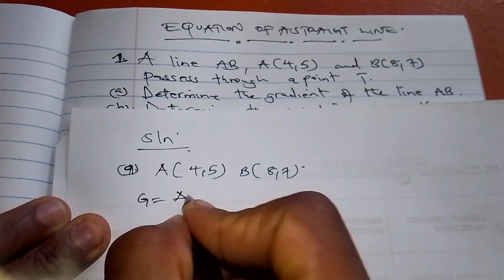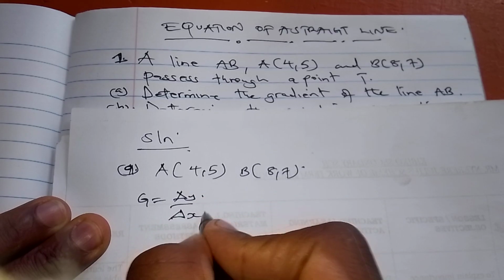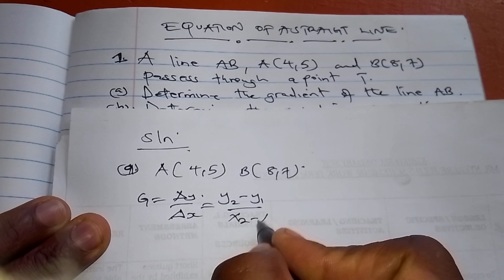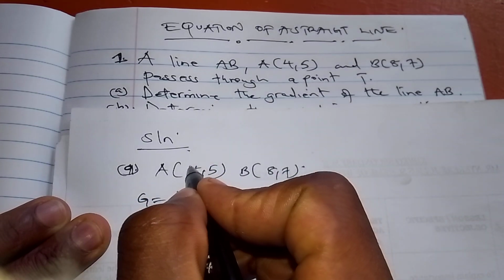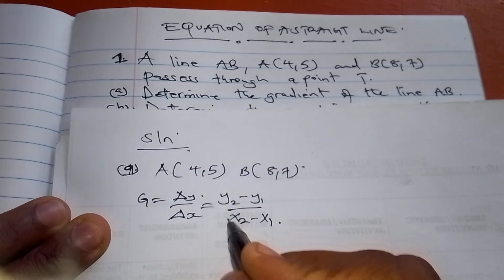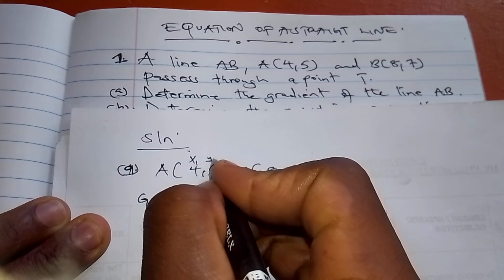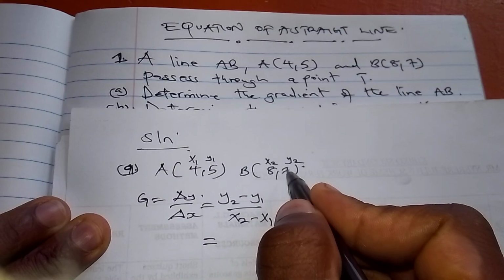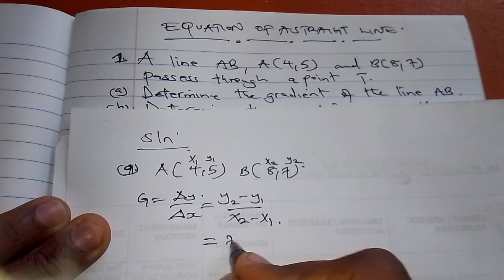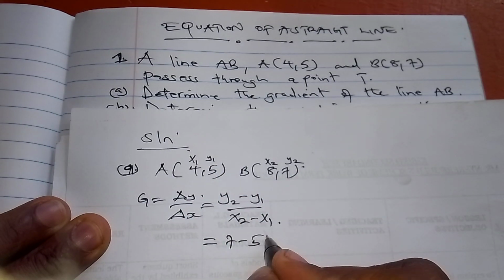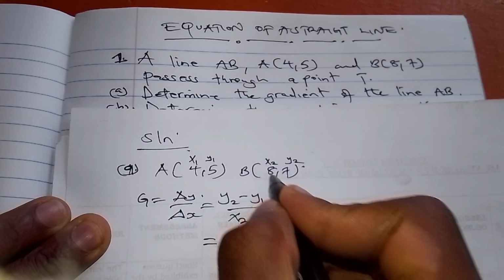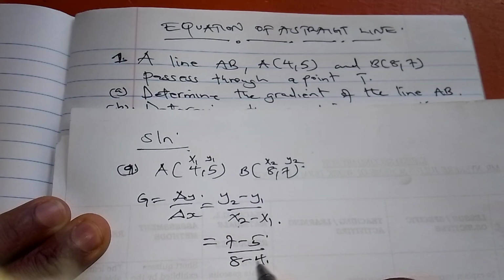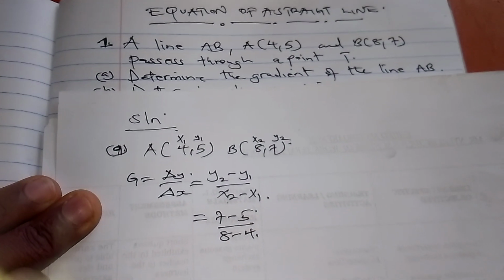Gradient is equal to change in y all over change in x. This is the same as y2 minus y1 all over x2 minus x1. Remember, the first coordinate represents x1, y1, and this is x2, y2. So we will substitute. This is y2, which is 7, minus y1, which is 5, all over x2, which is 8, minus x1, which is 4. So we can work this together.